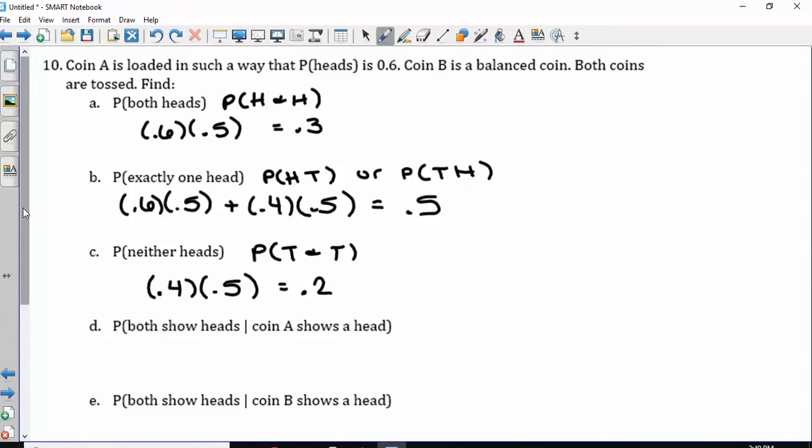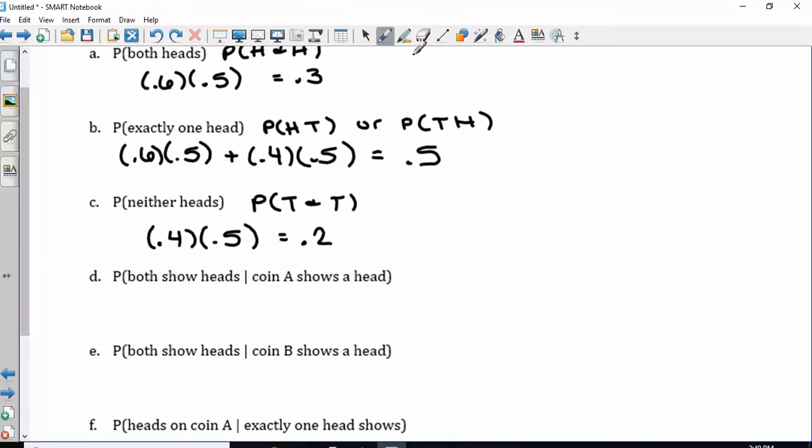Then we get into the conditional. When you have a conditional, your denominator changes. So in the first one, coin A shows a head. So the probability of a head on coin A is 0.6. The numerator, they both show heads. So that was part A. Probability they both show heads is 0.3. So we get 0.5.